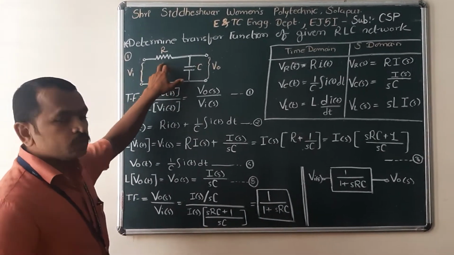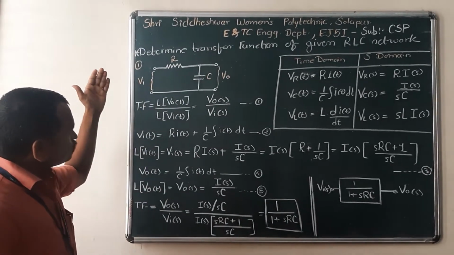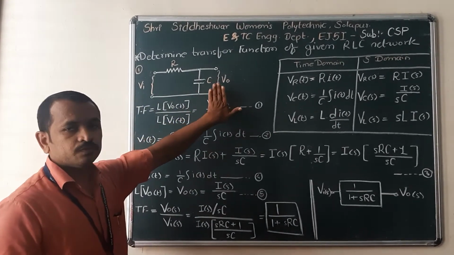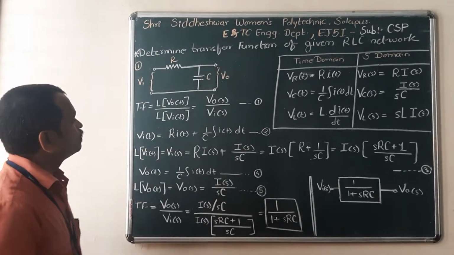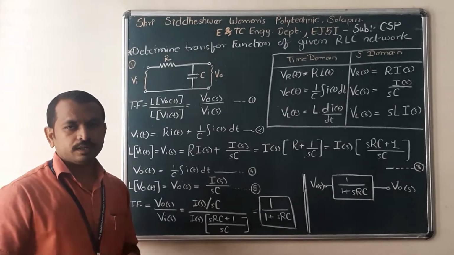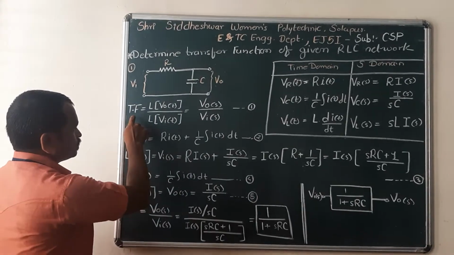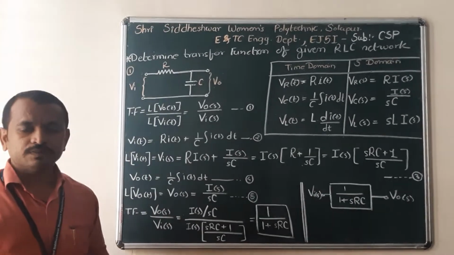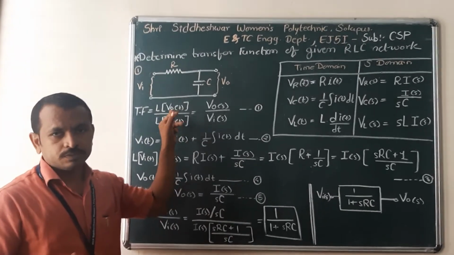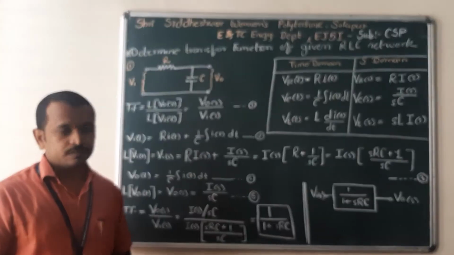In the RC network, there are two elements, R and C. See here, input is applied at one side and output is taken across one network element. The input you may denote as VI and the output is denoted as VO. How to find out the transfer function? The transfer function is nothing but the Laplace transform of the output response divided by the Laplace transform of the input excitation.